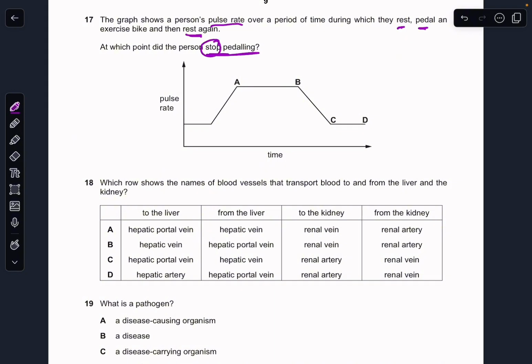So, if the person starts pedaling, initially the heart rate is going to go up, and then there would be a plateau because the oxygen consumption and the need for energy is going to be equal. So, this is the point where it is equal. At B, the person is going to stop pedaling. Why? Because the heart rate is now decreasing. So the point at which the person stops pedaling is B.